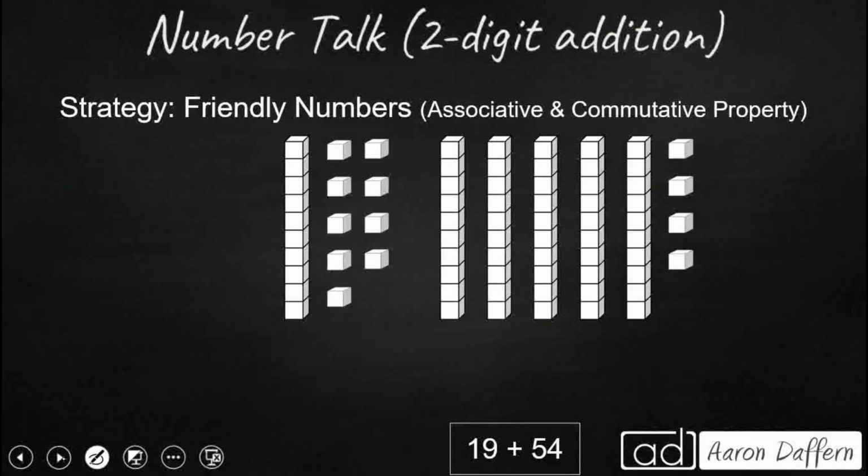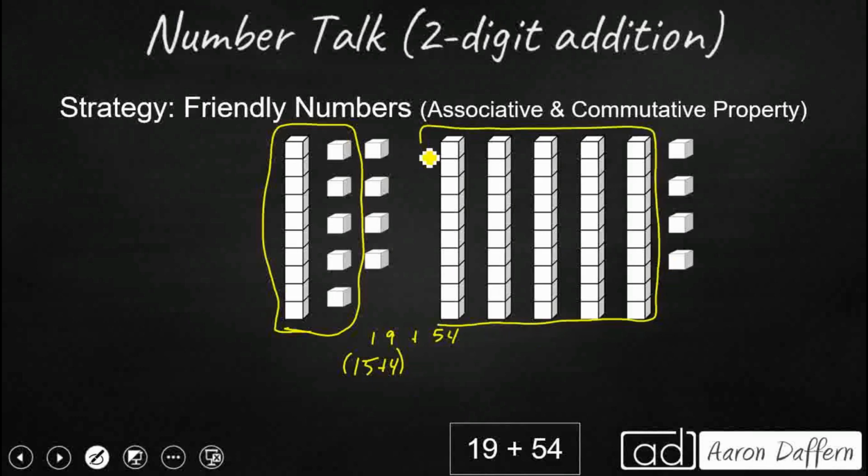Another thing we can do is to look at friendly numbers. So friendly numbers are numbers that are a little bit easier to add in our head. Usually they end in a 0 or a 5. So let's take our first number right here, and let's say, you know what, 19, let's split that up into a 15 and 4, just because 15 is going to be pretty easy to add. And this 54, let's just break this up into a 50 and a 4. And the reason we're going to do that is because we're going to use our associative property to regroup them, but the commutative property is also going to help.